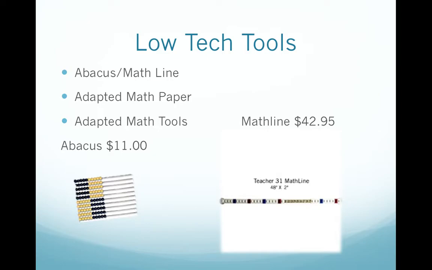An abacus can be purchased for $11, or you can make your own for much cheaper, as well as a math line. Amazon does sell a kit for $42.95, which includes different activities and information. Let's see, adapted math paper can include raised lines or different colors for students with visual impairments.